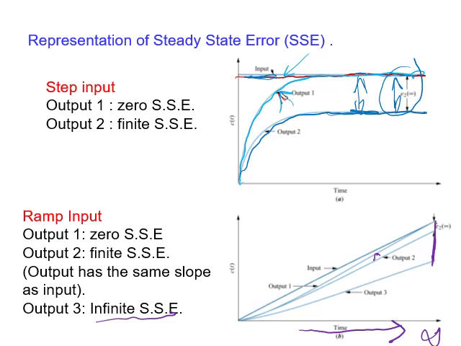So of course we don't expect this one. We don't expect this one from the control system. In control system, we are expecting output number 1 and output number 2, whether here or here.